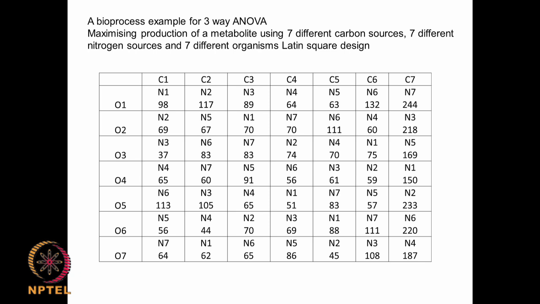Okay, carbon and organism. But for nitrogen it is a little bit tricky, because nitrogen 1 is coming here, here, here, here, here, here and here. So, we need to take an average of these 7 items which are spread in different places. For nitrogen 2 also we do the same thing, we have to take the average of this, this, this, this, this, this and this, like that. Okay. Then again we can take the sum of squares for nitrogen the same way as for the other two, by subtracting it from the global average, squaring it up and multiplying by 7.